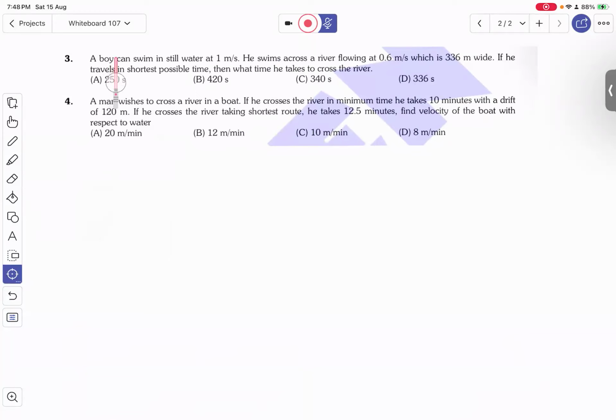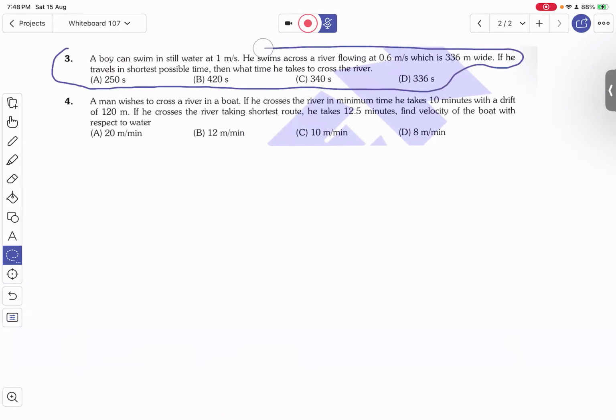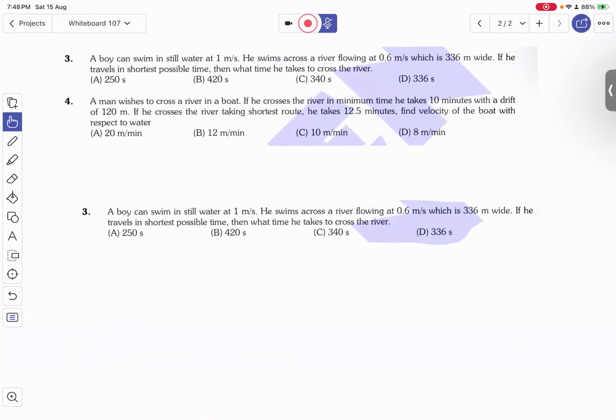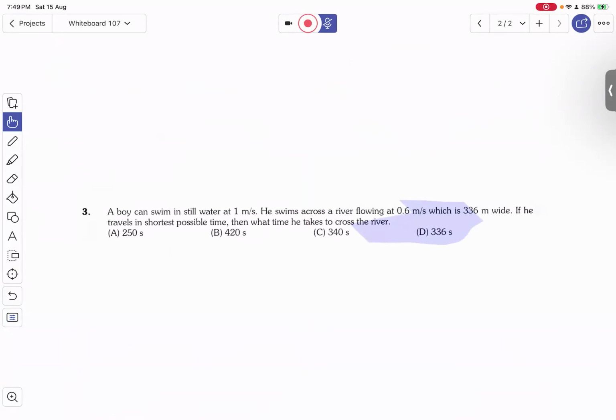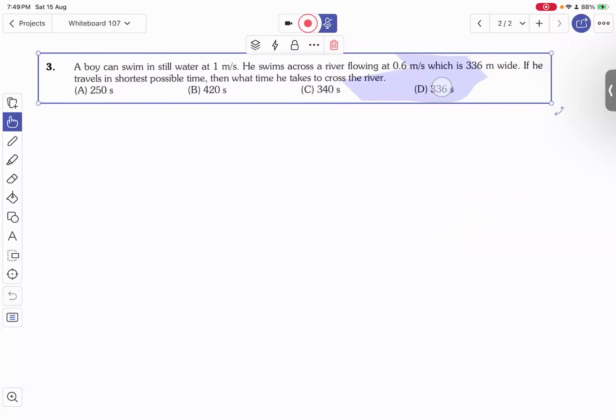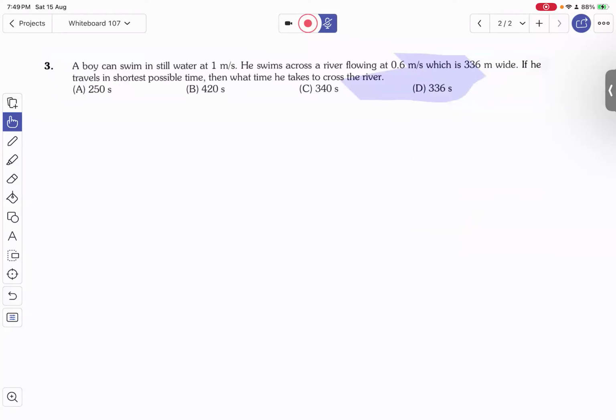So check out this question. Somewhere if you come across a case like this, where it is given that a boat can travel in still water with this much speed, like the way here it is given, a boy can swim in still water with 1 meter per second. It is a way of telling things. So in still water, his capacity is to swim with 1 meter per second.